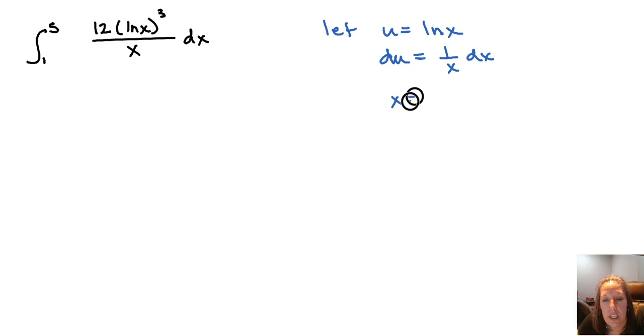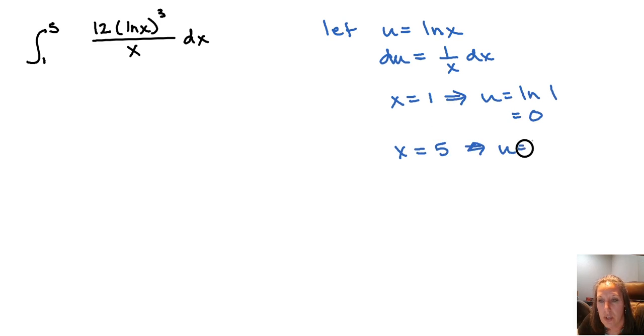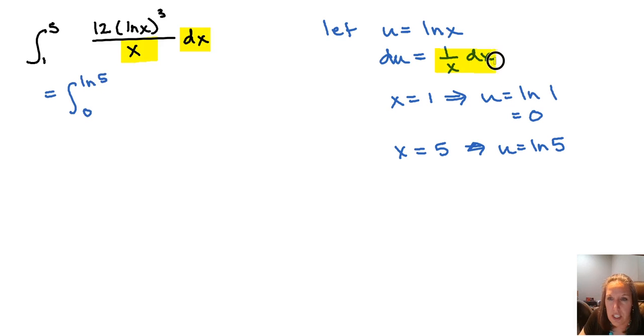If x is equal to 1, u is going to be equal to the natural log of 1. The natural log of 1 is equal to 0. And then if x is equal to 5, then our u value is going to be the natural log of 5. So when we plug this in, we're going to get the integral from 0 to the natural log of 5 of this 1 over x dx is exactly our du. So that's going to be 12 times u cubed du.